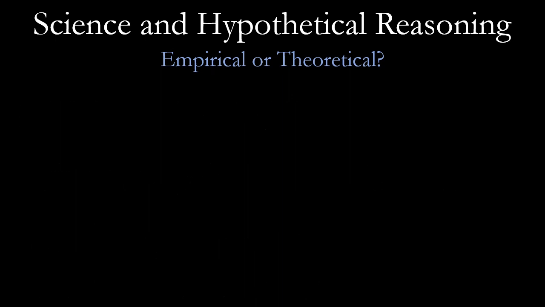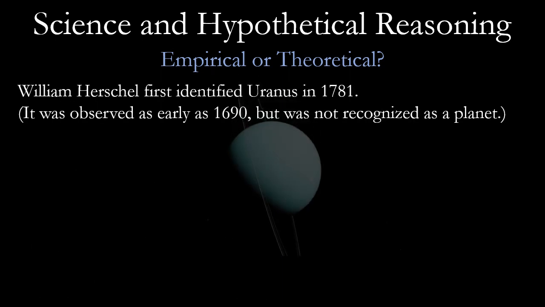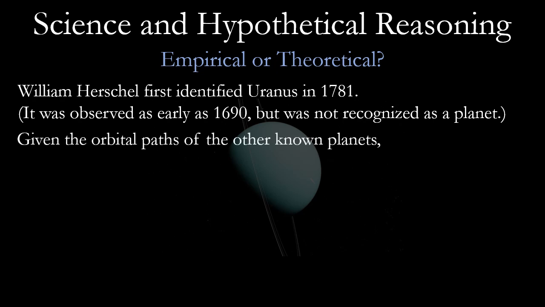Now, one of the things that we might wonder when we're forming hypotheses is, are we using an empirical hypothesis or a theoretical hypothesis? Here's an instance that is very famous in the history of science, where people were unsure about whether they should form theoretical or empirical hypotheses. William Herschel first identified Uranus in 1781, and technically it was actually observed as early as 1690, but it wasn't recognized as a planet at that point. But then Herschel said, oh, this has all the features of a planet.